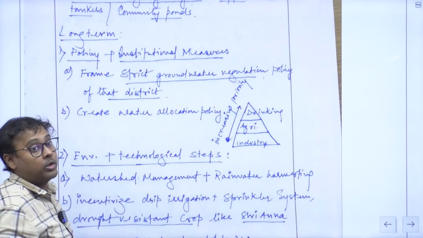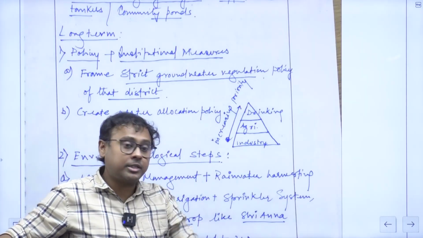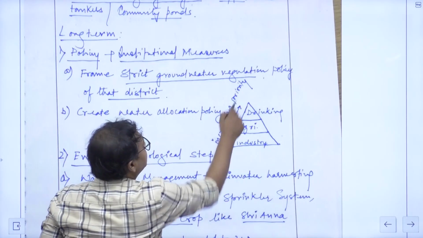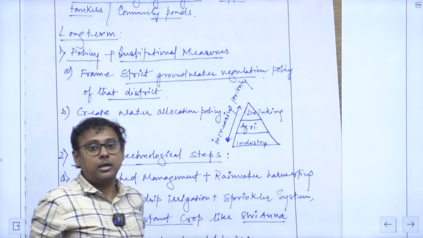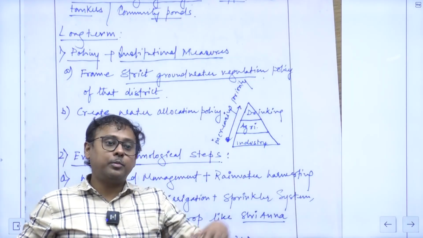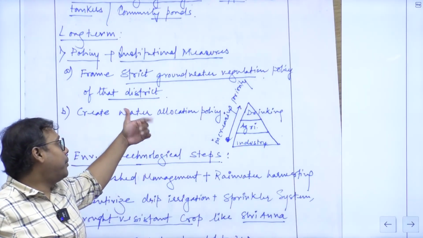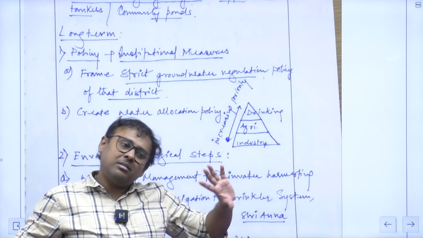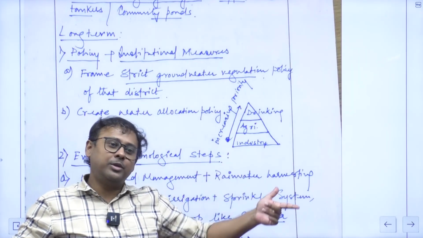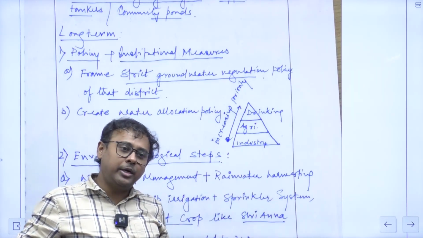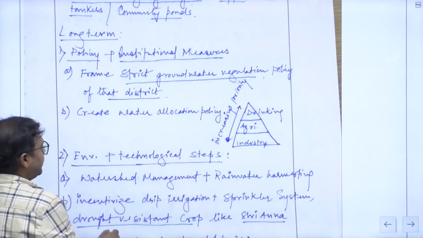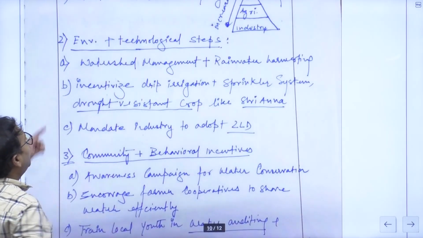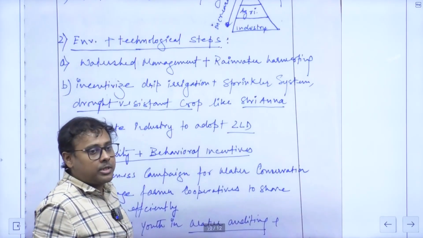Create water allocation policy. मतलब in that particular district, first priority: drinking is the first priority. Then comes agri, then industry. ठीक है? It will be controversial. Like people will say, why industry up or agri down? But here, because we are a farmer-dominated community, we have to give precedence to agriculture. ठीक है? Now, what are the environmental and technological steps that you will implement?